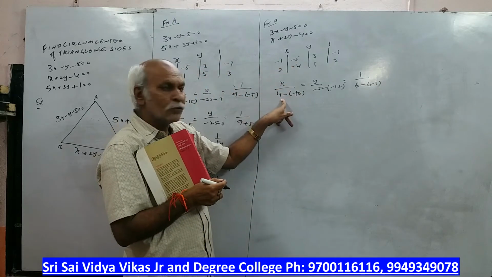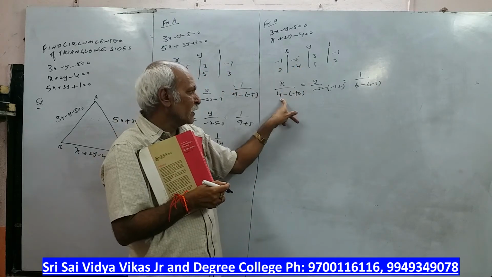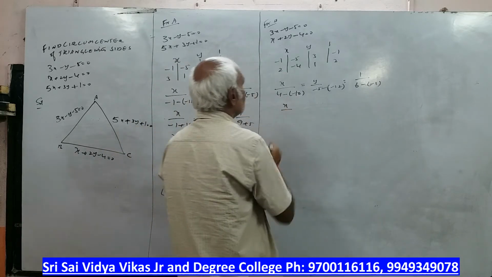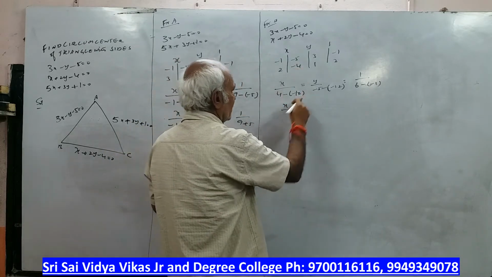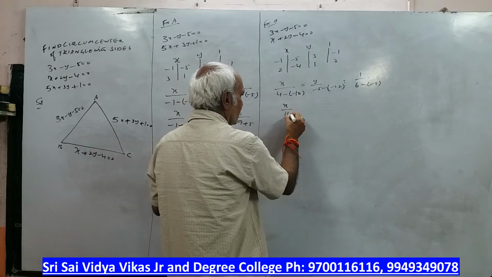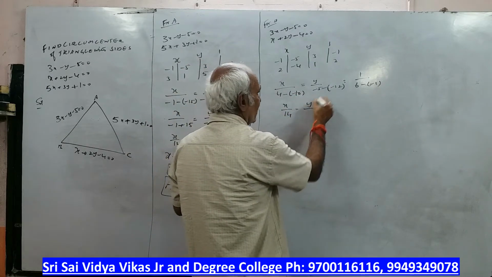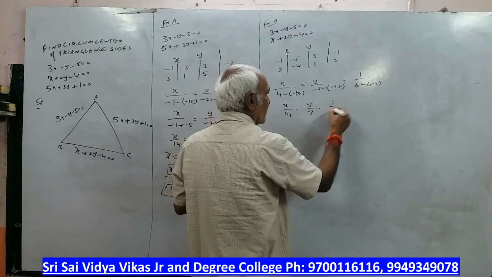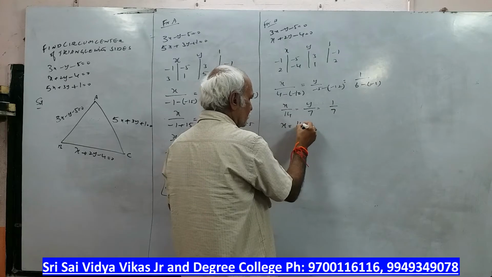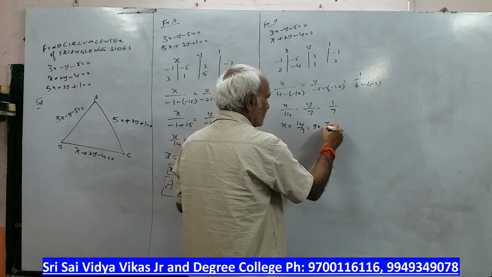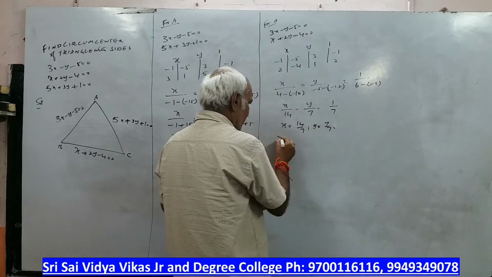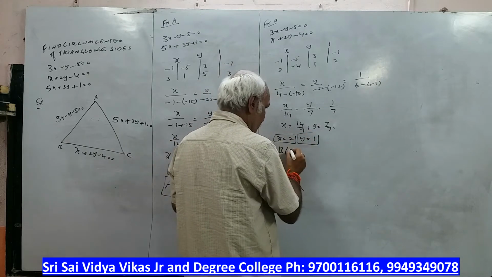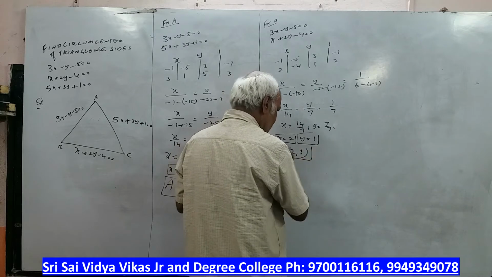Minus 1 into minus 4, 4, 2 into 5, minus 10, minus or minus plus. So this becomes x by 4 minus 10. So this becomes 4 plus 10, 14. Y by minus or minus plus 12 minus 5, 7. Here 6 plus 1, 7. X is equal to 14 by 7, y is equal to 7 by 7. Therefore, x is equal to 2, y is equal to 1. Therefore, for the B point, 2 comma 1.